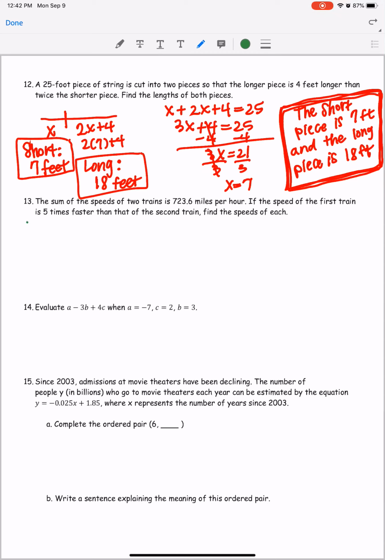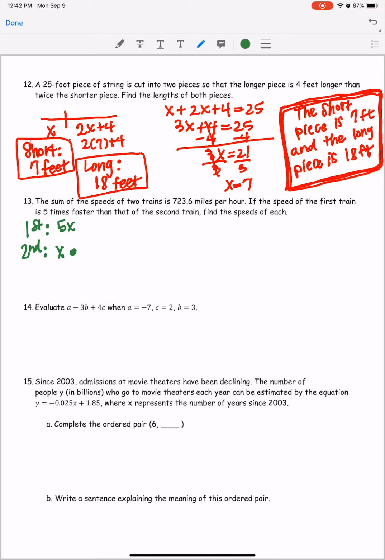We've got the first train and the second train. Which one of these trains do we know nothing about? Well, I know the first train is 5 times faster than something, but we don't know anything about that second train. So my second train is x. So then to represent that first train is 5 times faster, we're going to take 5x.